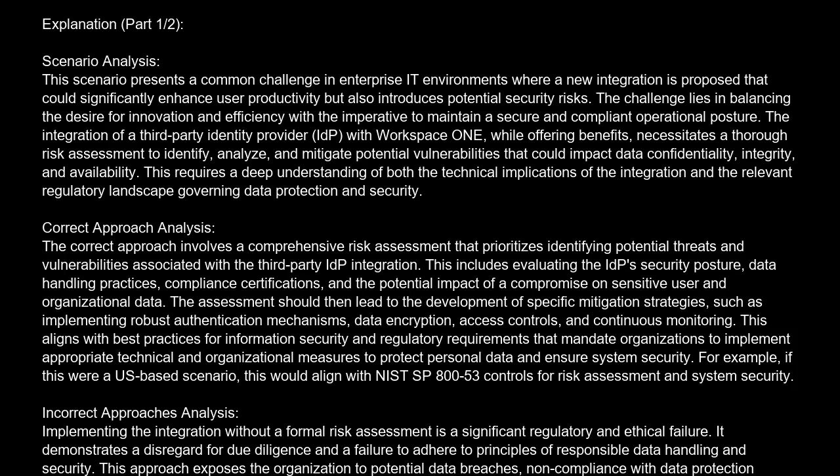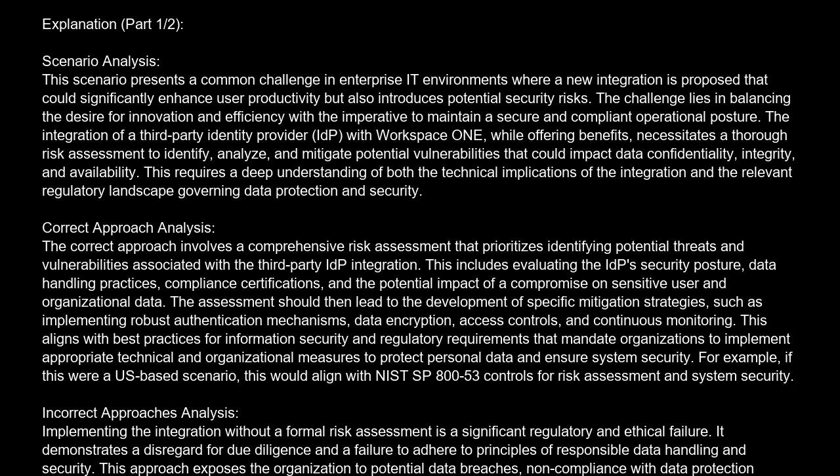For example, if this were a US-based scenario, this would align with NIST SP 800-53 controls for risk assessment and system security. Incorrect approaches analysis. Implementing the integration without a formal risk assessment is a significant regulatory and ethical failure.